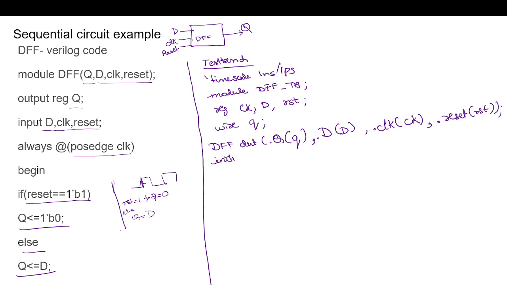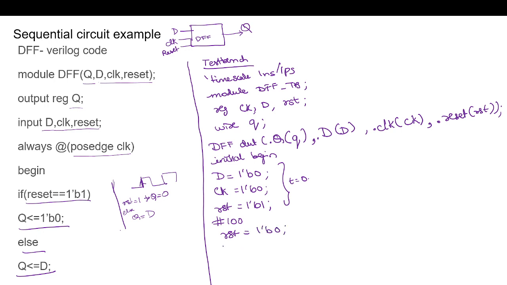Now inside the initial begin, I want to initialize the inputs. So D is equal to 1'b0. Clock is equal to 0 initially, 1'b0. Okay, our clock is CK here, and then our reset is RST. 1'b1. This will be at t equal to 0. Then after some delay, just change the reset to 0.